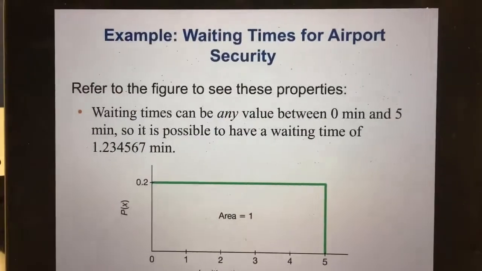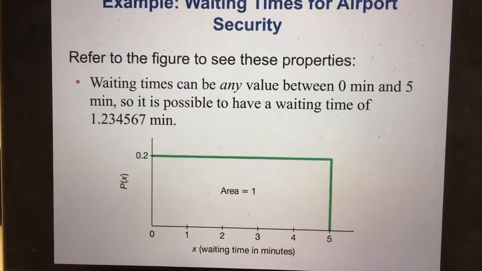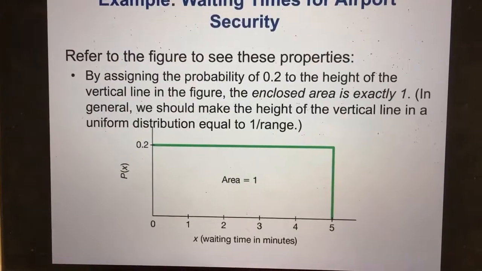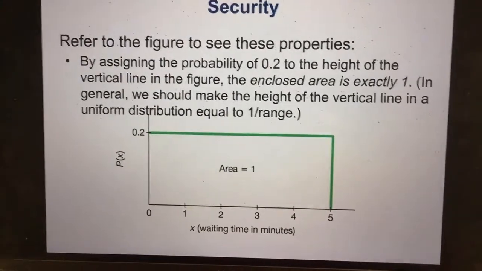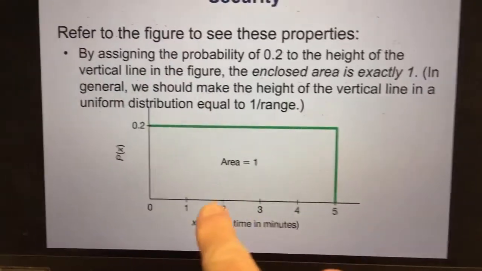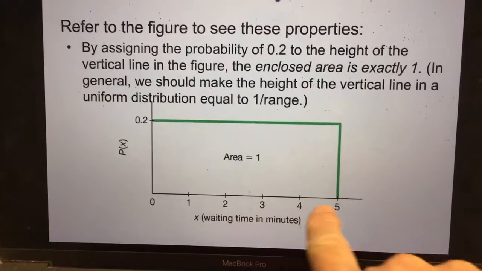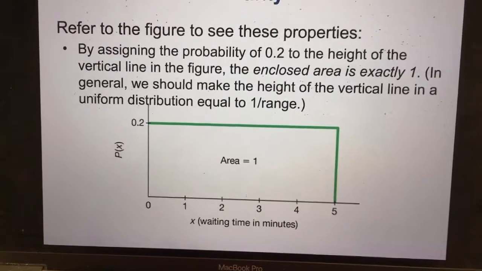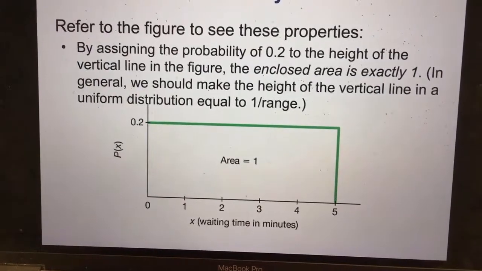Okay, so then it says waiting times can be any value between 0 minutes and 5 minutes. So it is possible to have a waiting time of 1.23456 minutes. Okay, by assigning the probability of 0.2 to the height of the vertical line in the figure, the enclosed area is exactly 1. Because you have, down here, 5 different time slots, and 5 times 0.2 is going to be 1. So we have to have the area and the probability equal to 1.